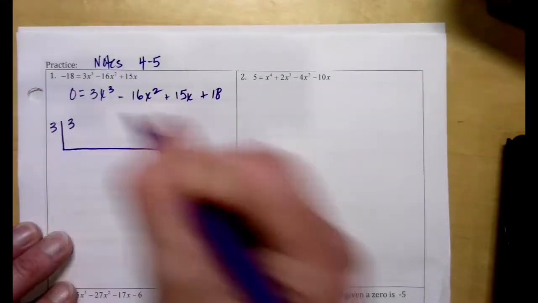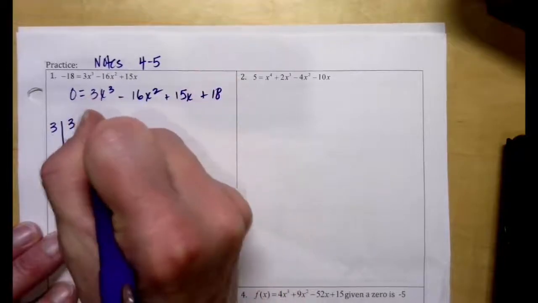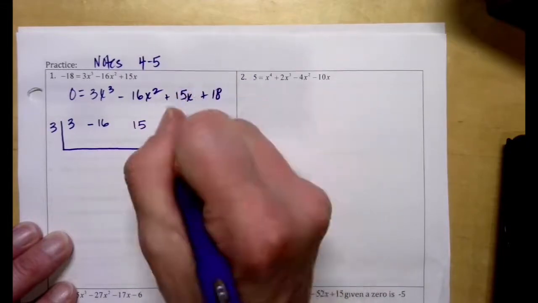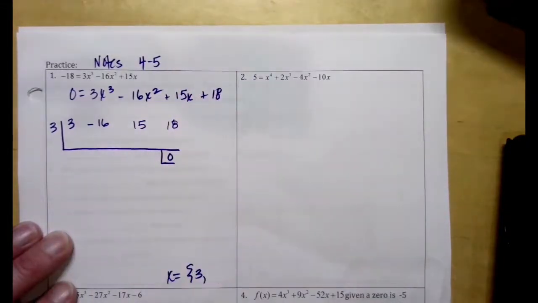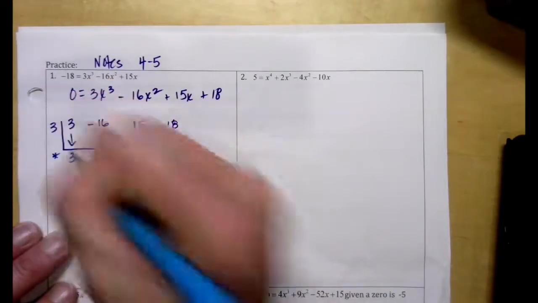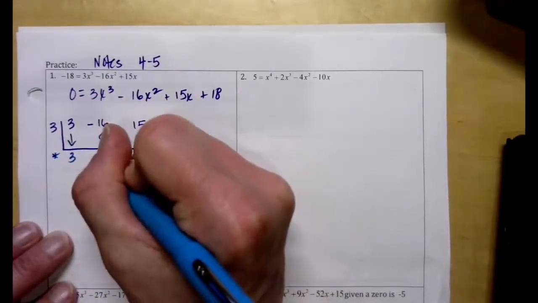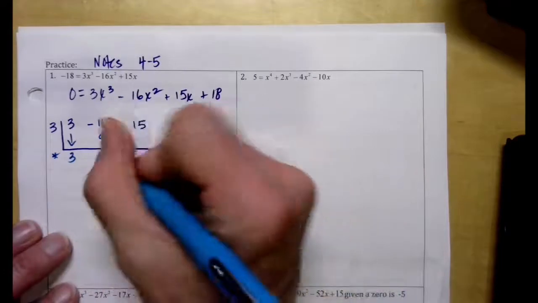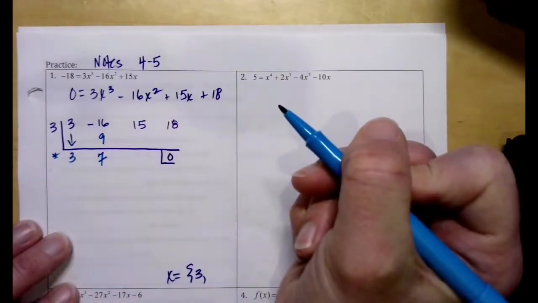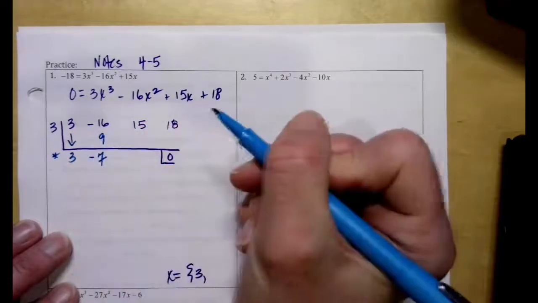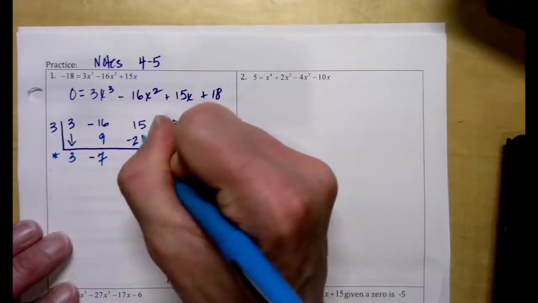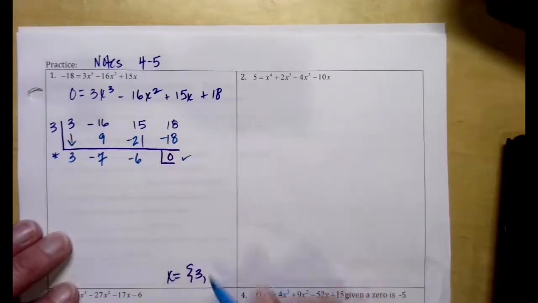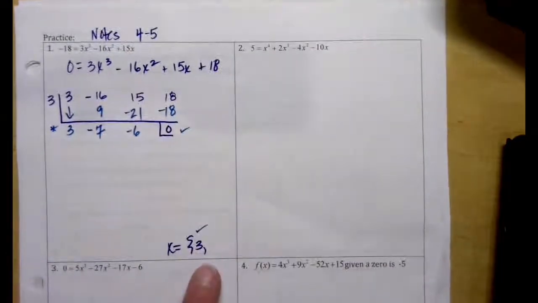All right, my coefficient for my x to the third, my coefficient for my x squared, my coefficient for my linear, and then of course my constants. All right, this comes down, and this is where I multiply, and then I add. So if you're unsure of some of this math, go ahead and get a calculator, because if you mess up here, you're going to end up pretty much stuck. So I want to make sure I don't drop that negative. Okay, so that gives me negative 21. That's going to give me negative 6, negative 18, and I get 0. So I know that that 3 worked.